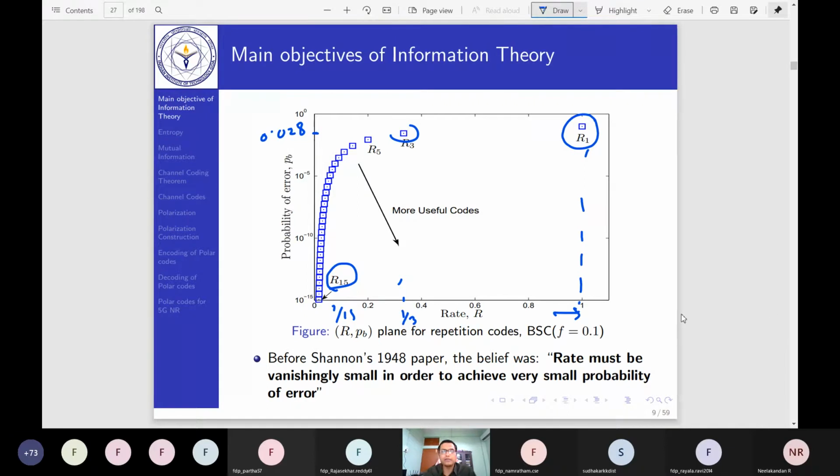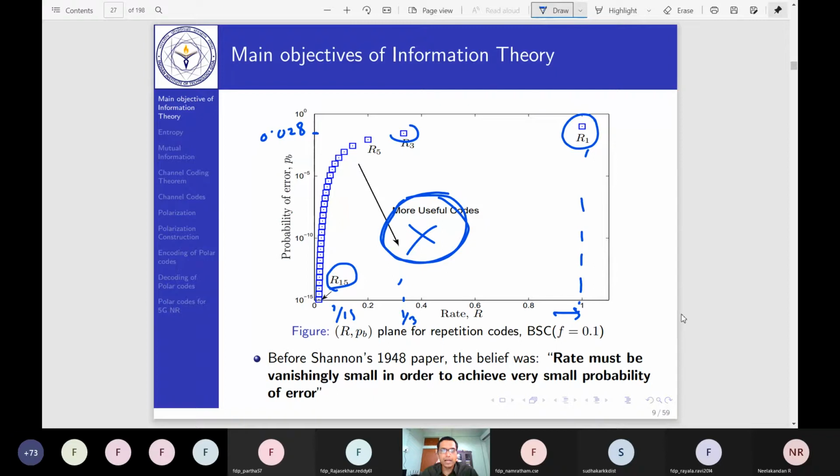before Shannon's remarkable paper in 1948, the belief was that the rate must be vanishingly small. Then only we can achieve a negligible probability of error. That means the probability of error will be negligible only if we do not transmit anything. That doesn't make any sense, because we have to transmit at a non-zero rate. Okay. At the same time, the probability of error should be negligible. So we have to operate somewhere in this region. These are the more useful regions of the rate versus probability of error plot.